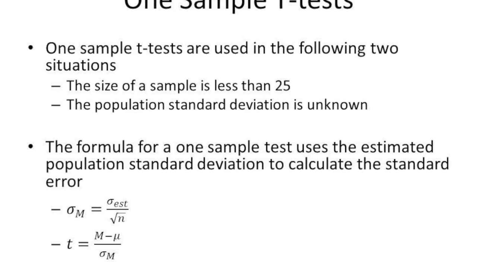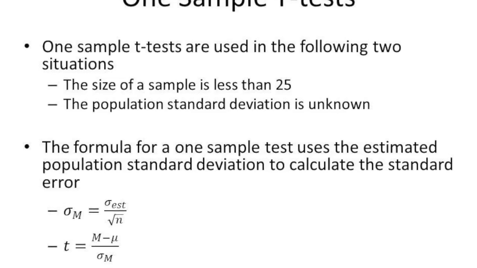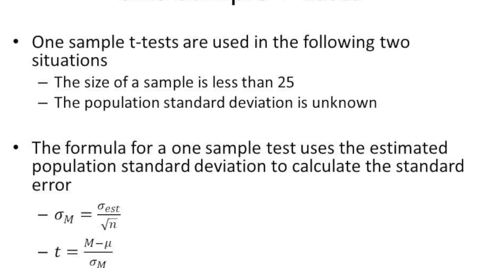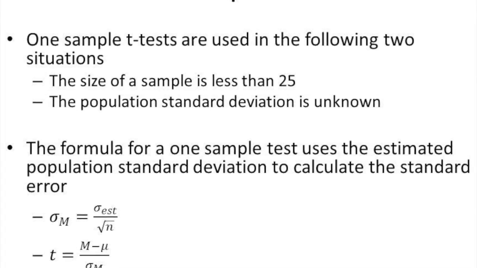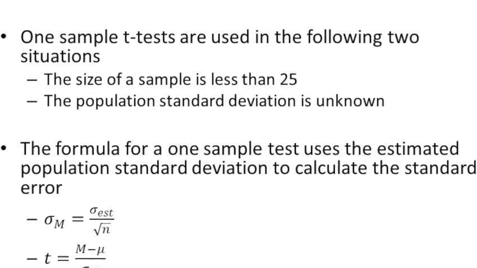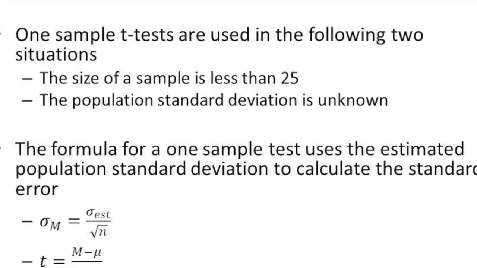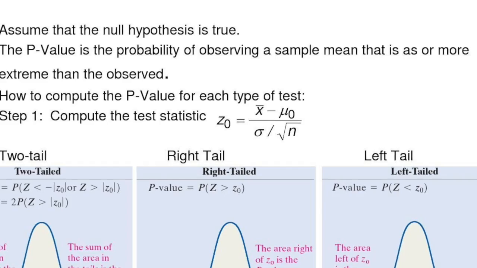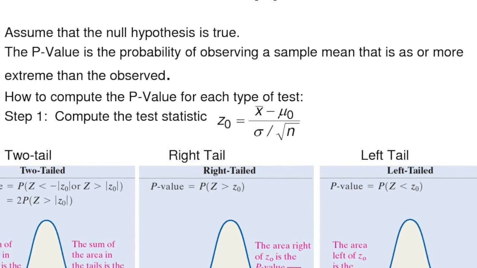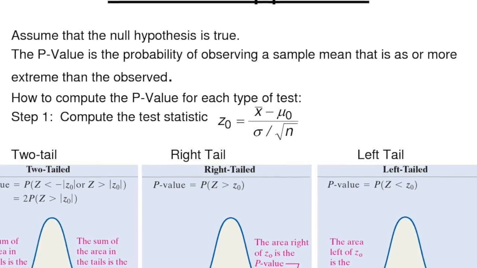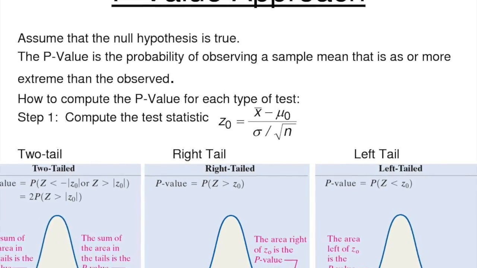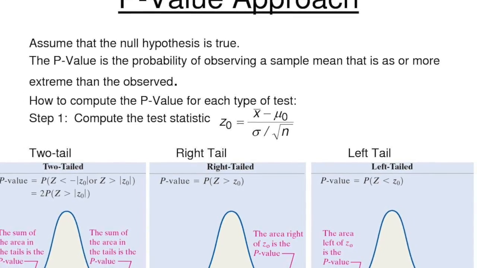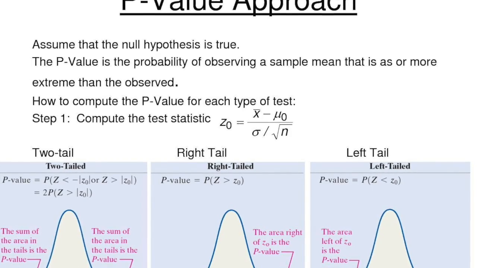Now, proceeding with the lesson, here we have the formula for the t-test. This formula for a one-sample test uses the estimated population standard deviation to calculate the standard error. We will need the standard error to calculate our p-value. It is the probability of observing a sample mean that is as or more extreme than the observed. In other words, it will help us determine whether the null hypothesis must be rejected or not rejected.